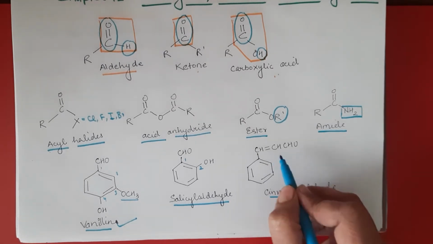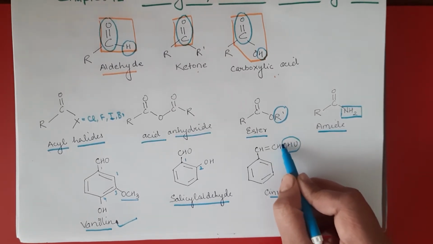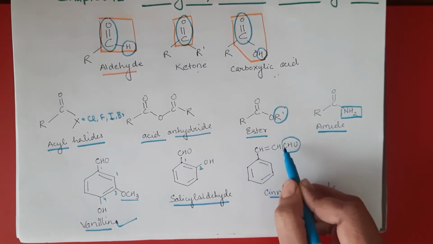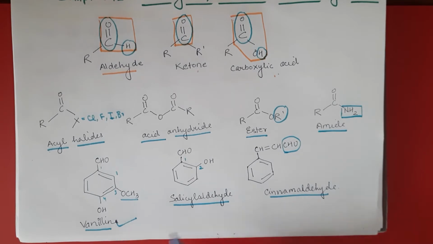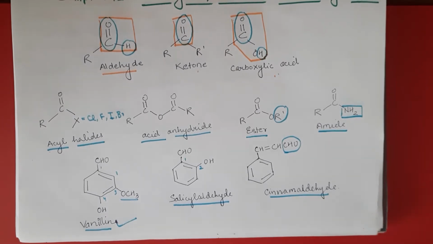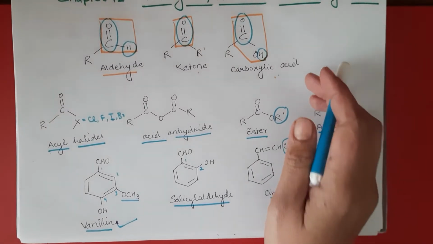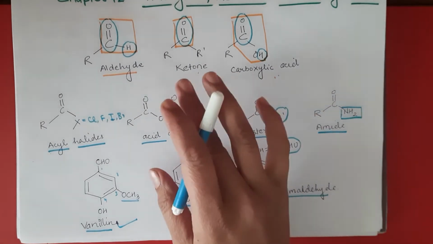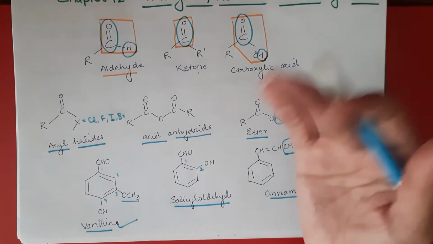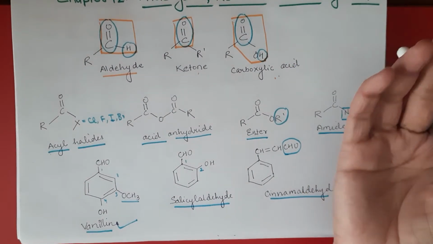Cinnamaldehyde, this is the formula. Here you can see the functional group CHO is attached to this group and it forms cinnamaldehyde. Vanillin, salicylaldehyde, cinnamaldehyde, these are the common names of these compounds. Okay, you know that there are two systems of nomenclature. One is common name and another is IUPAC nomenclature. So first of all, we will see the nomenclature and then we will go to the structures of aldehydes and ketones.